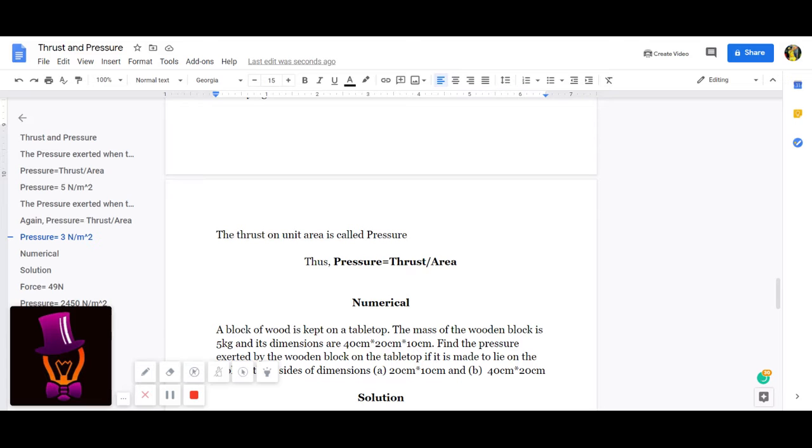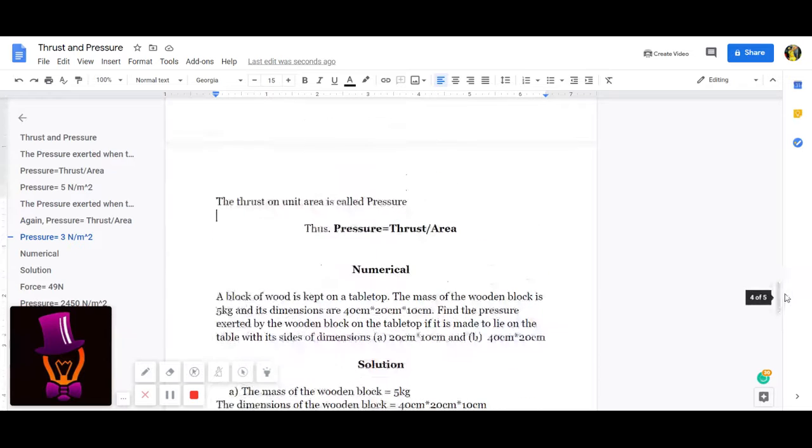The thrust on unit area is called pressure. Thus, pressure is equal to thrust by area. Remember, thrust is also force, but it's a perpendicular force. Let us solve a numerical. A block of wood is kept on a tabletop. The mass of the wooden block is 5 kg and its dimensions are 40 cm into 20 cm into 10 cm.